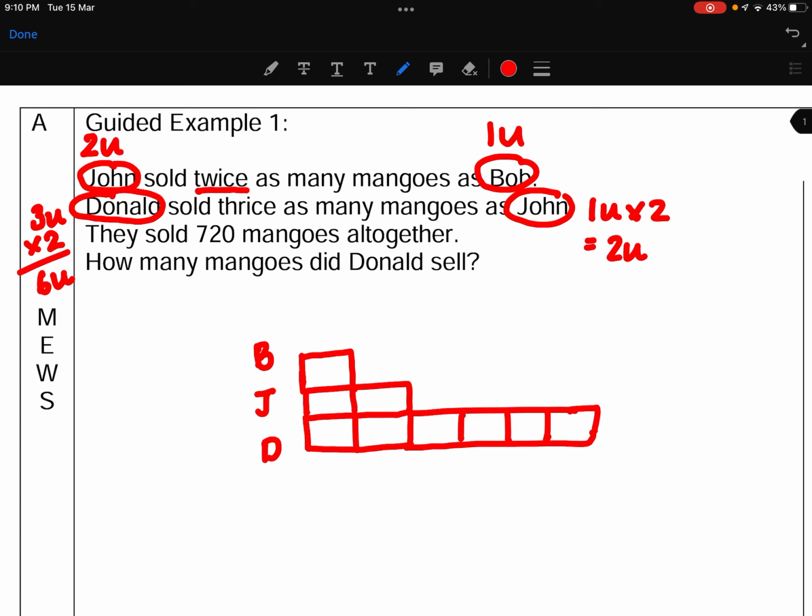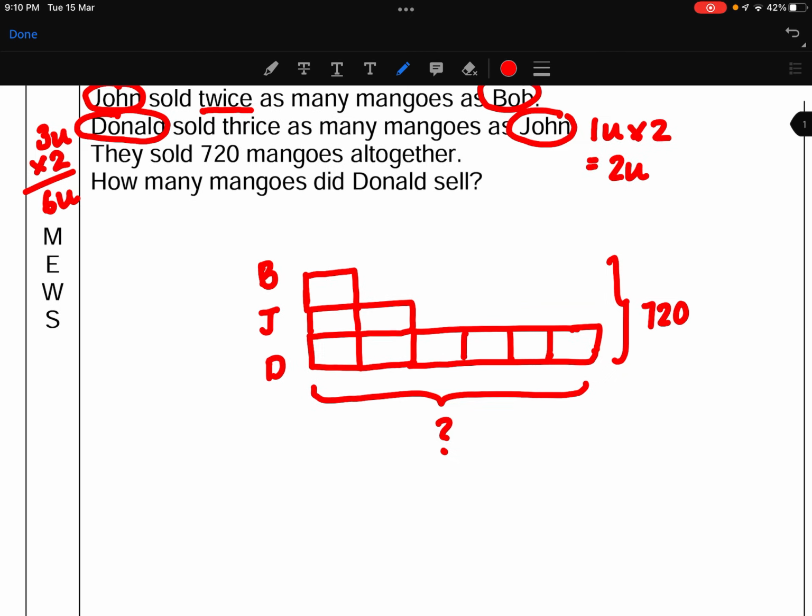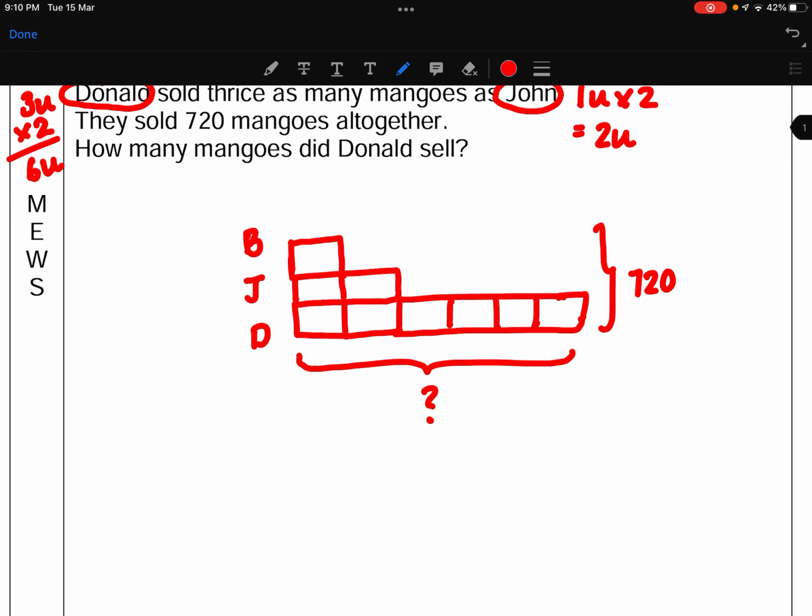Alright, my total, the third sentence, they say that they sold 720 mangoes altogether. So at the side, I'm going to put 720 mangoes. How many mangoes did Donald sell? Definitely you need to put a question mark at the bottom to represent what you need to find for Donald. So when we go to unitary method, you look at the total number of boxes, because we have the value here, which is 720. When I count the number of boxes, 5, 6, 7, 8, 9, I would have 9 units.